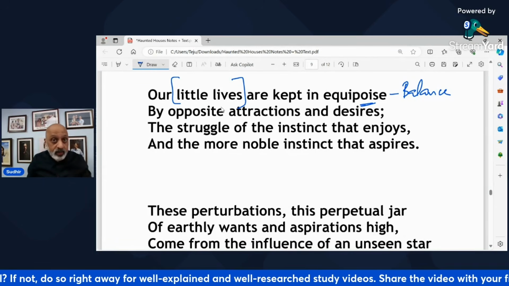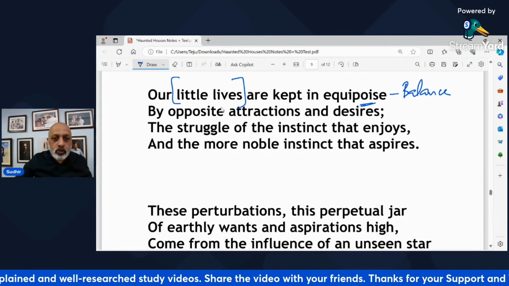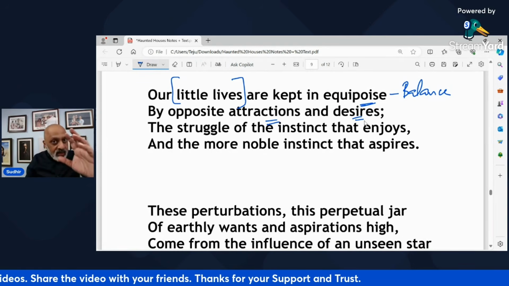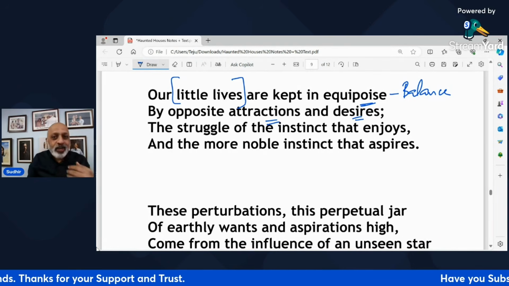What creates the sense of balance? Because we are driven by two opposing forces. What are those two opposing forces? Attractions and desires. Please understand this. It's important. It's a little complex.